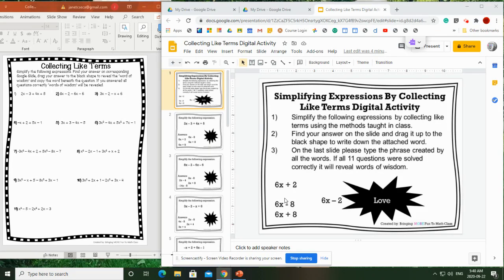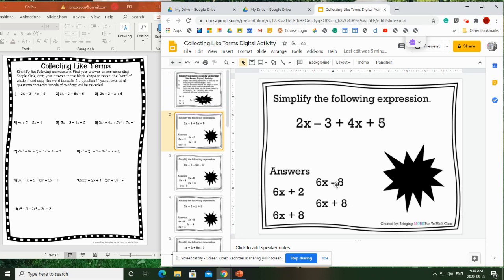So the answers are over here. You click, drag and drop, and a word will appear over the black shape. So this is something that I would expect the students to do. You go to the first slide. Here's the question. Here's the answers. Students can either show their work on this worksheet that's attached, or they can do it on a separate lined sheet of paper as long as they're showing all their work.